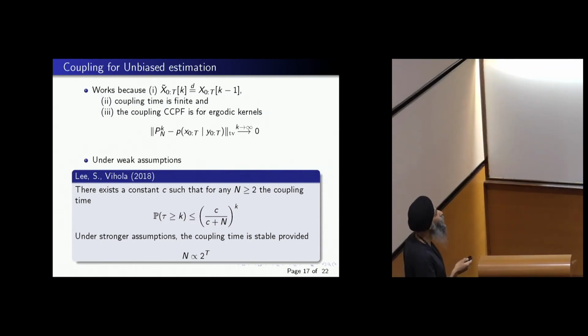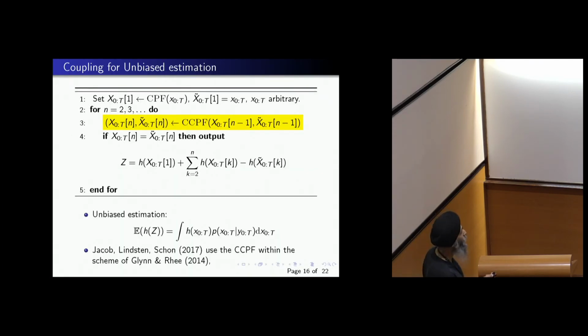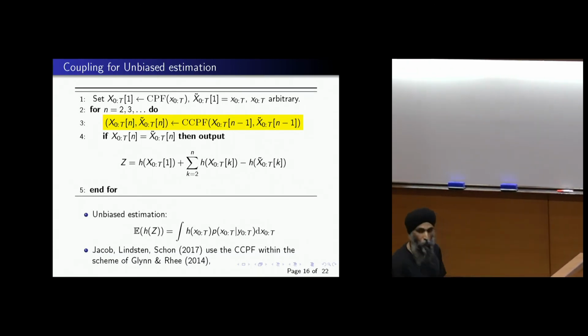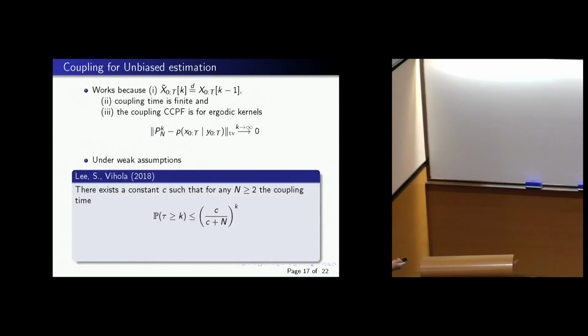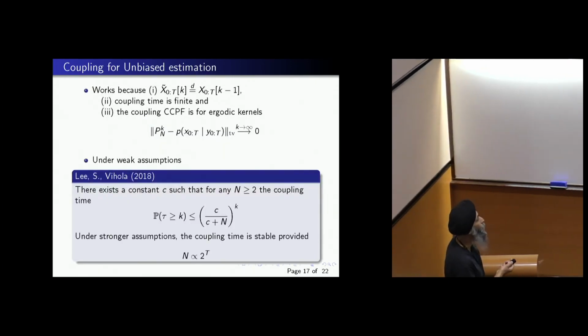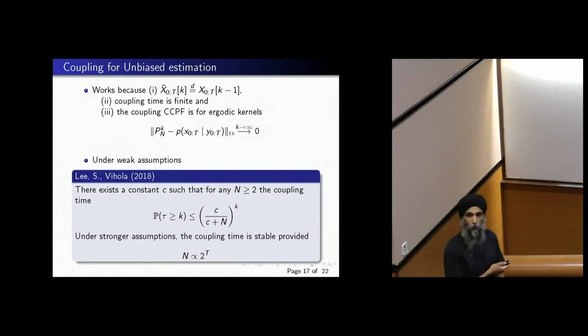So this vanilla coupling algorithm was used within this paper of Jacob, Lindsten, and Schön, which I understand has just been accepted in JASA. And it produced some quite remarkable results. Regardless, the best theoretical verification we can come up with says that the number of particles has to grow quite quickly with the length of the time series to provably show that the coupling time is stable.